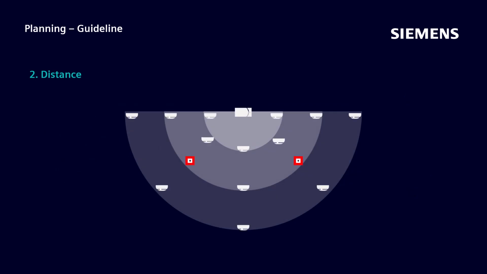Now let's move on to the second planning rule, the maximum transmission distance. In a SWING system, the maximum distance from the gateway to the farthest detector is 90 meters, achieved through up to 3 hops between devices. In open spaces, such as large halls or warehouses, a single radio cell can cover up to 180 meters in total, assuming ideal conditions with no significant obstacles.